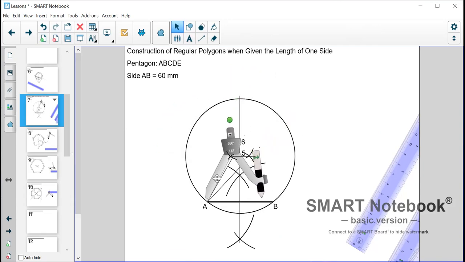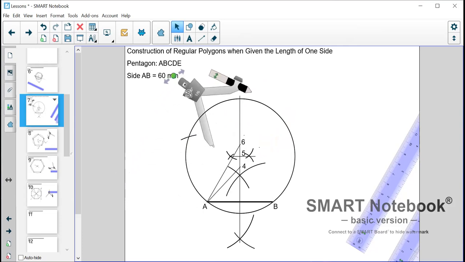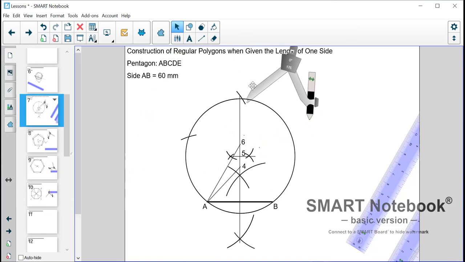Now, in order to get the sides of the pentagon, you need to open to the length of the side that is given, which is 60 mm AB, right? And you mark or you scribe arcs around. One there, and you go on that one, and you scribe another, and then you go on that one. Right, and you scribe another.